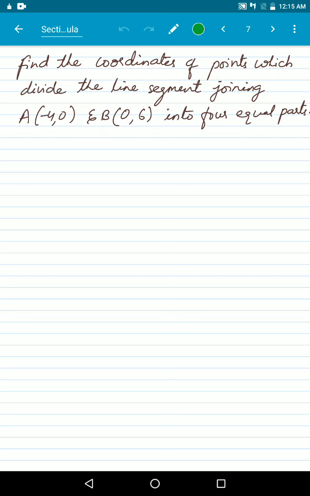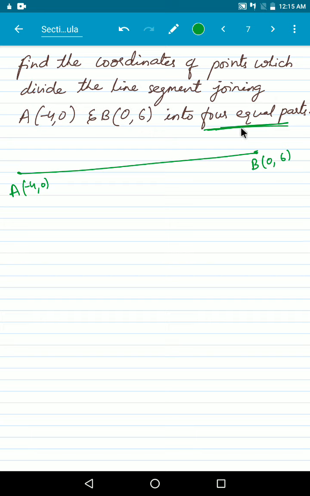So what about this problem? Find the coordinates of the points which divide the line segment joining A and B into four equal parts. See the diagram, A is -4 comma 0, point B is 0 comma 6. See, four equal parts. So there are a few points which are dividing this line segment into four equal parts. So how many points will be there? There will be 3 points.